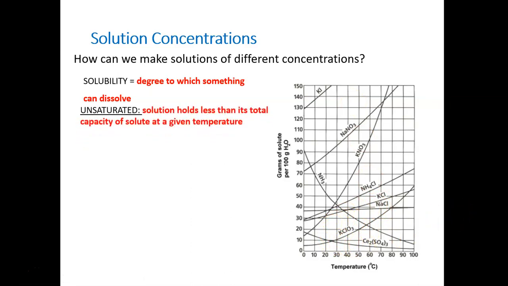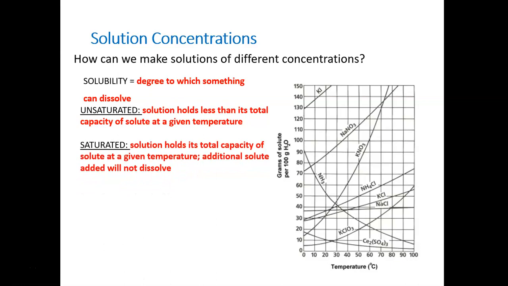An unsaturated solution exists when the solution holds less than its total capacity of solute at a given temperature. So let's say I had water at 30 degrees Celsius and I only had 70 grams of sodium nitrate. Because that's less than the maximum capacity of sodium nitrate, that means it's unsaturated.